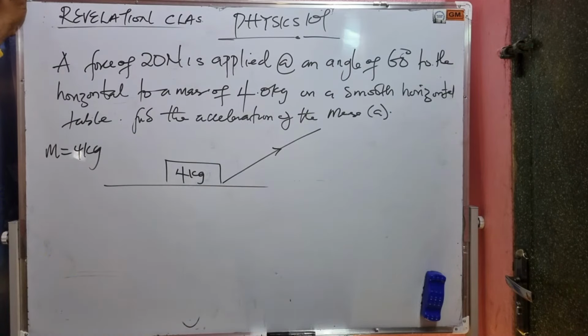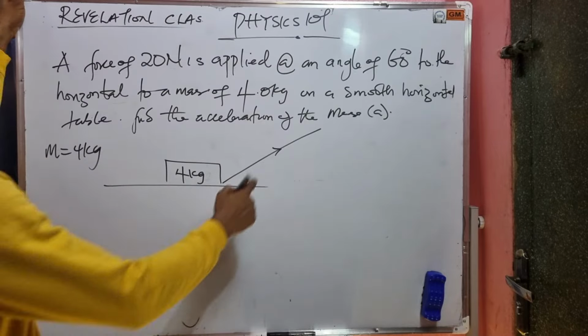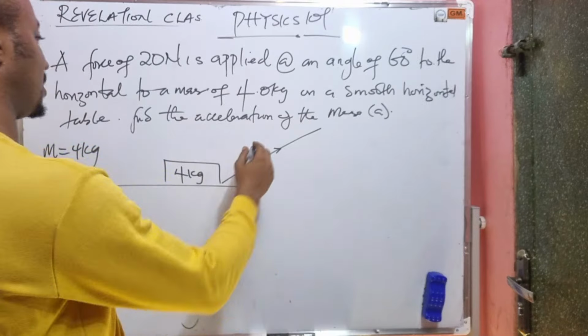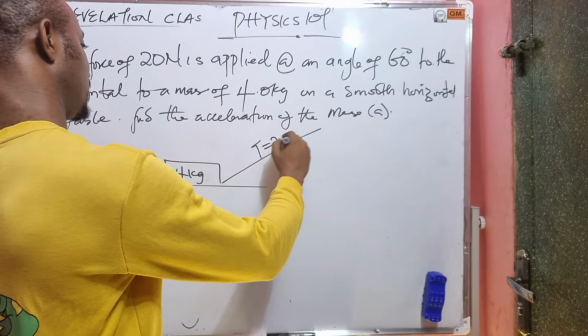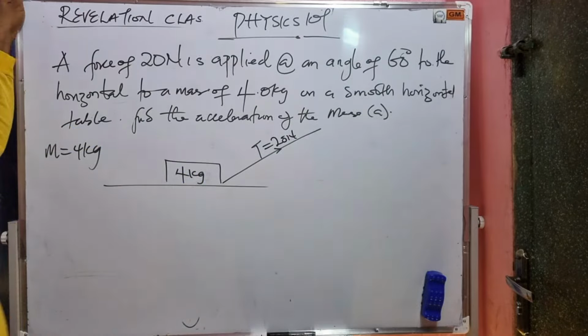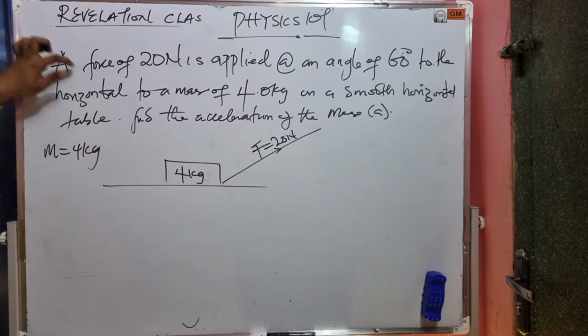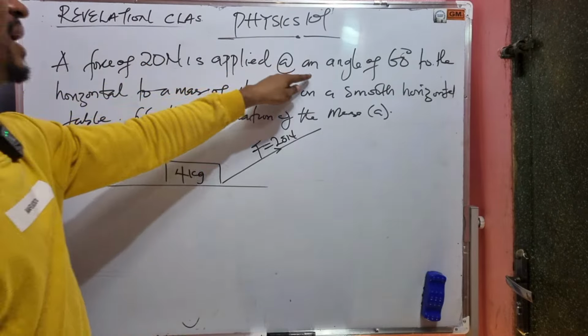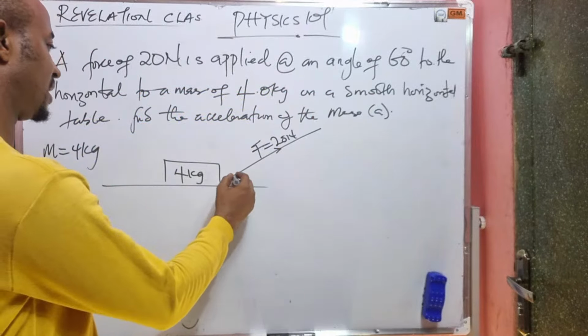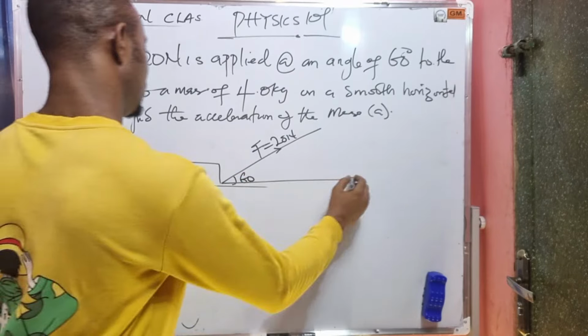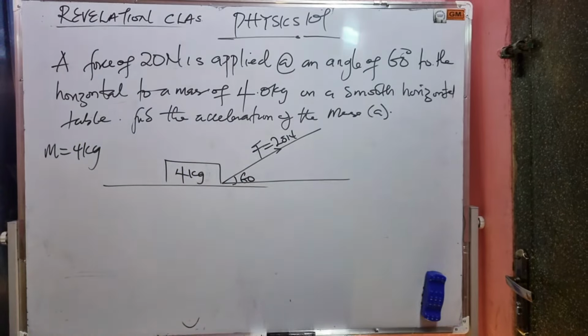This mass here. Okay, the tensional force on that rope is actually 20 Newton. Or can I say the force applied on the rope is 20 Newton. A force of 20 Newton is applied at an angle of, so the angle here is what? 60 degrees. Is that clear? It's 60 degrees.